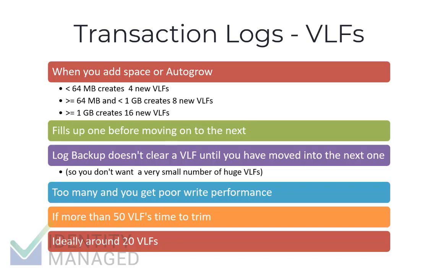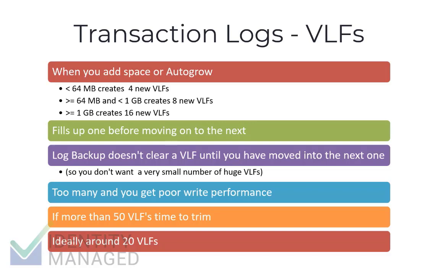If you grow less than 64 megabytes, it creates 4 new virtual log files, so they're each going to be 16 megabytes or less. If you grow greater than 64 megabytes but less than 1 gigabyte, it creates 8 new virtual log files, taking however much space and dividing that by 8. If you grow in increments of greater than 1 gigabyte, it creates 16 new virtual log files. And what happens is, as it's writing to a virtual log file, it fills up one before it moves on to the next. Also, the log backup doesn't clear a virtual log file until it's moved into the next one.